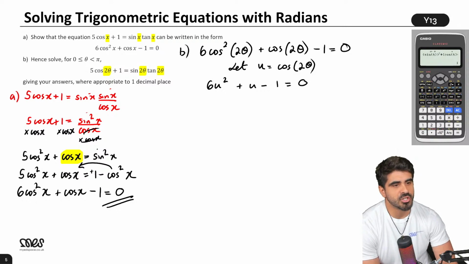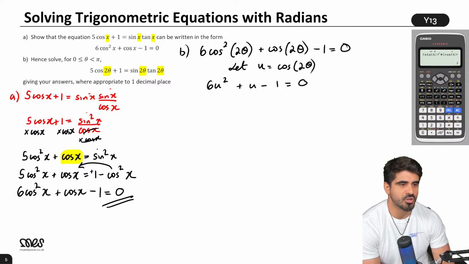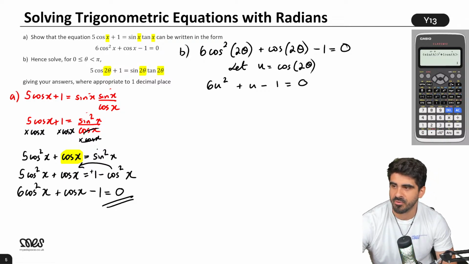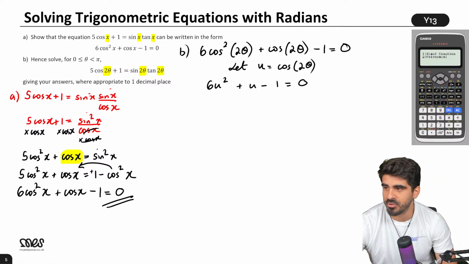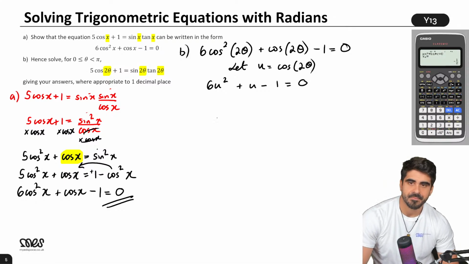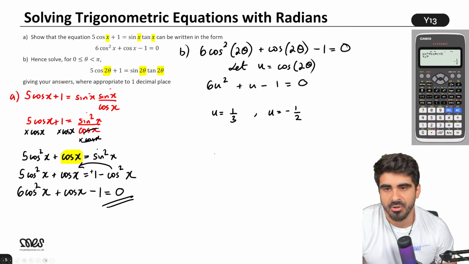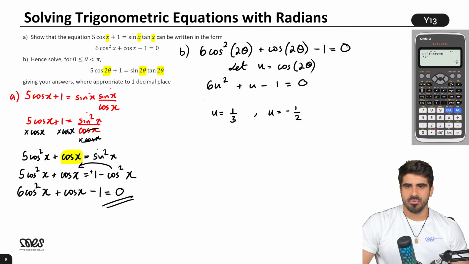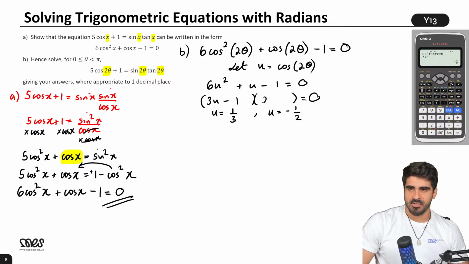Now here, if you want, you can use your calculator to solve it. But you have to show the factorizing. Guys, if you don't show the factorizing, you're going to lose marks. Let's go menu, let's solve it. 6, 1, minus 1. So a third in that. A third. It requires way too much preliminary knowledge. So here we're going to do our factor theorem, work backwards. So we get 3u minus 1 and 2u plus 1, yeah?